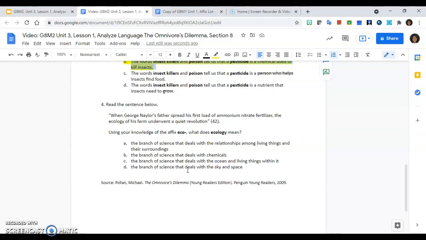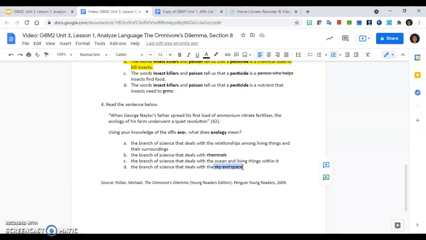So A says the branch of science that deals with the relationships among living things and their surroundings. The branch of science that deals with chemicals, it says related to nature. That can't be it. The branch of science that deals with the ocean and living things within it. Maybe. And then the branch of science that deals with the sky and space. So the sky and space isn't necessarily nature because it has that space in there. So we're just looking at A and C. We're talking about the ecology of his farm.